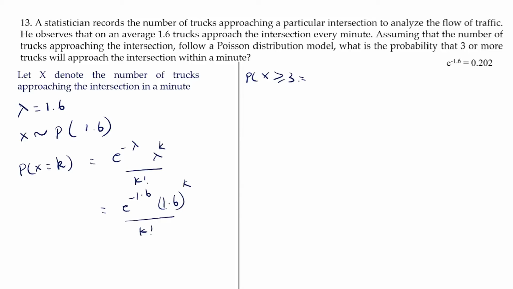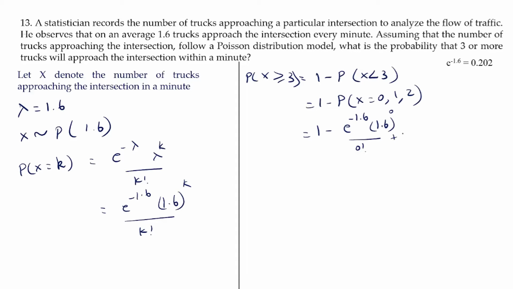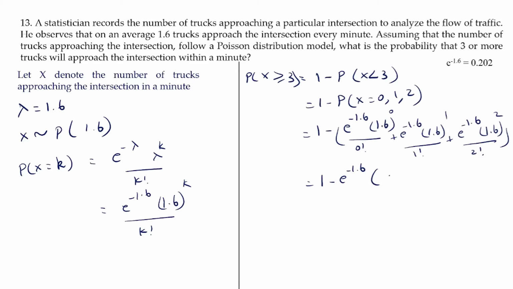Now this probability of x greater than or equal to 3, it is nothing but 1 minus probability of x less than 3, or it is 1 minus probability of x is equal to 0, 1 and 2. So it is 1 minus probability of x equal to 0 plus probability of x equal to 1 plus probability of x is equal to 2. So it will be 1 minus e raised to minus 1.6, 1.6 raised to 0 by 0 factorial plus e raised to minus 1.6, 1.6 raised to 1 by 1 factorial plus e raised to minus 1.6, 1.6 the whole square by 2 factorial. So this is 1 minus e raised to minus 1.6, which is common and can be taken outside, into 1 plus 1.6 plus, here we have 1.6 the whole square by 2, 2.56 divided by 2.